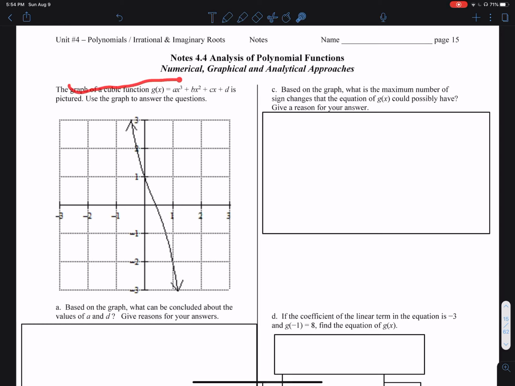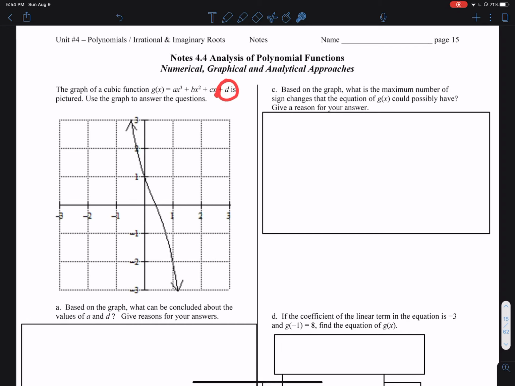The graph of a cubic function is pictured. Use the graph to answer these questions. So we don't know what any of the coefficients are. We don't know what the constant is. Based upon the graph, what can you conclude about the values of A and D? Give a reason for your answer. Now, big picture wise, let me go through this and then I'll show you what I wrote formally.